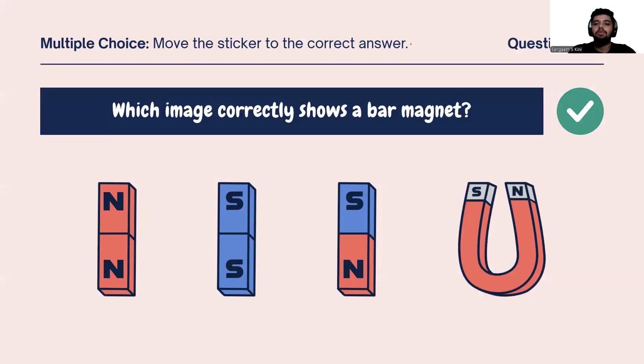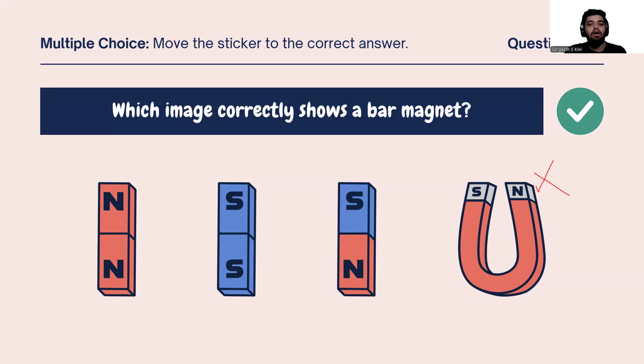Next, we are going to take some multiple choice questions. From this we can see which image correctly shows a bar magnet. Which one is the bar magnet? Bar magnets are rectangular. This one is a horseshoe magnet. It is U-shaped and bent, with the arms bent, so it is not correct. These three are rectangular magnets, so any one of these could be the answer.